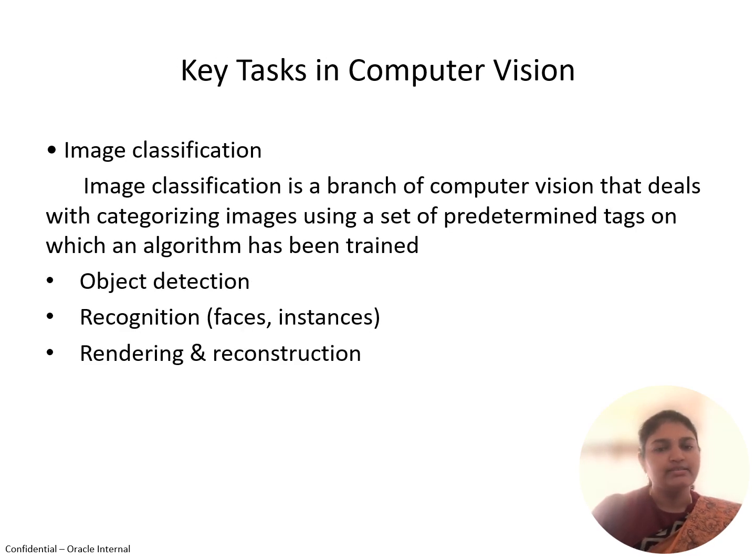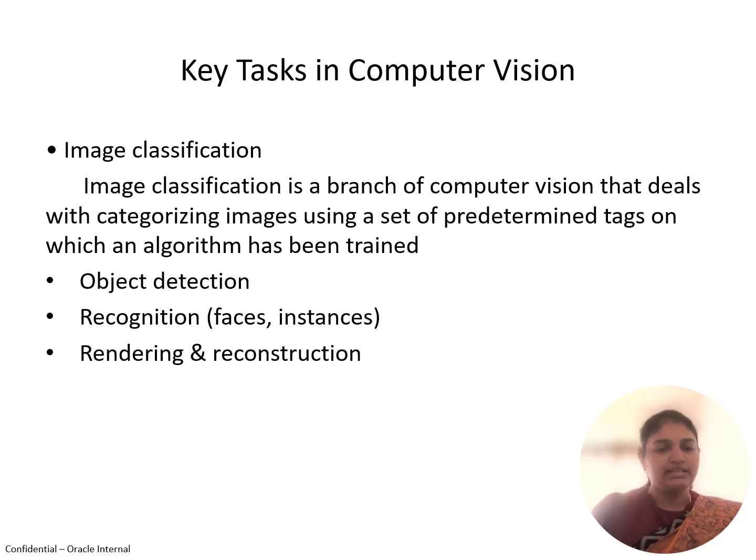These are the key tasks in computer vision. First is image classification, then object detection, recognition, and rendering and reconstruction. Image classification is a branch of computer vision that deals with categorizing images using a set of predefined tags on which an algorithm has been trained. That is, the image is classified into a particular category, based on the algorithms on which the images are trained.